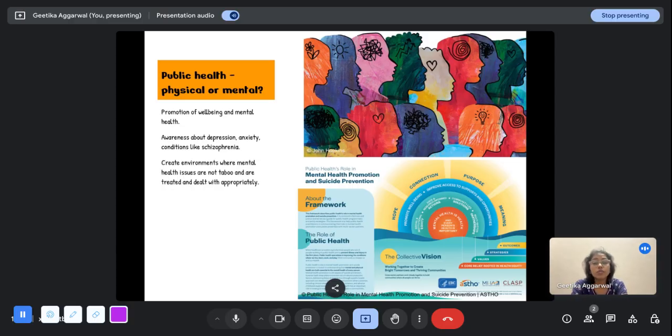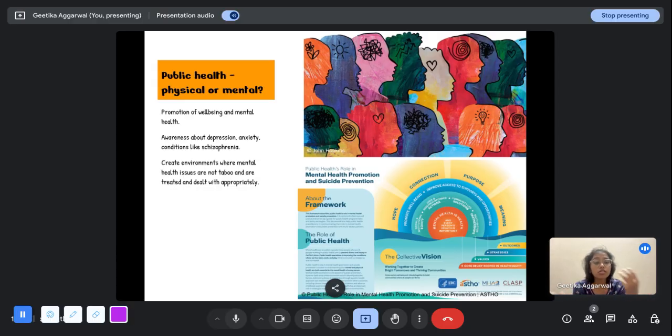And for this, for public health interventions, there could be a spread of awareness about depression, about anxiety, what these things are, what some of their symptoms are, and even about some severe conditions, for example schizophrenia, and addressing it and making people aware of these things, and taking away the taboo that is often associated with certain mental health issues. So you have to create an environment in which a mental health issue is not a taboo, but actually can be treated and dealt with appropriately.